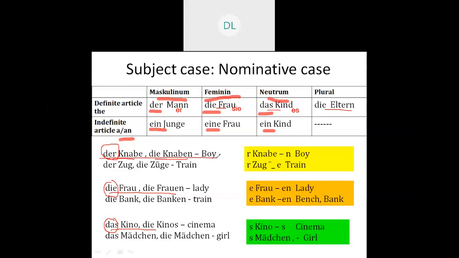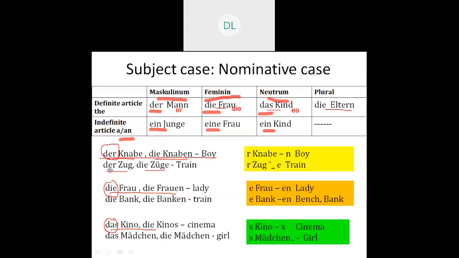The first thing is the article, whether it is masculine, feminine, or neutral. The second one is the meaning. And the third one is the plural. On the same grounds, die Frau, die Frauen, the singular and the plural, and the meaning is lady. On the same ground, der Zug, that is the train, die Züge, that is the trains.